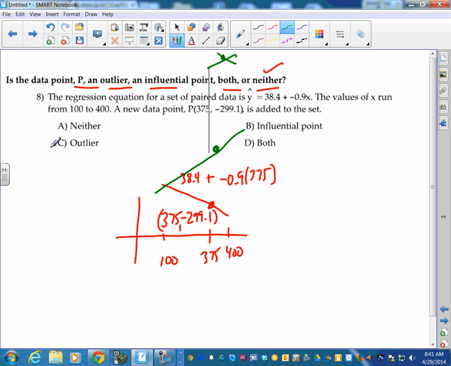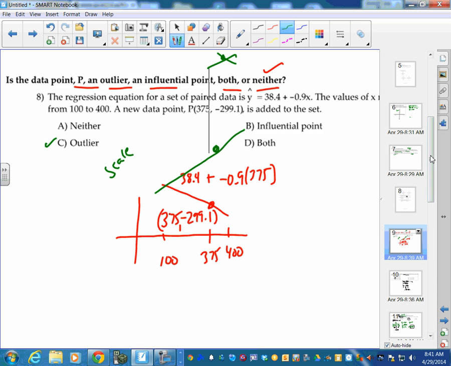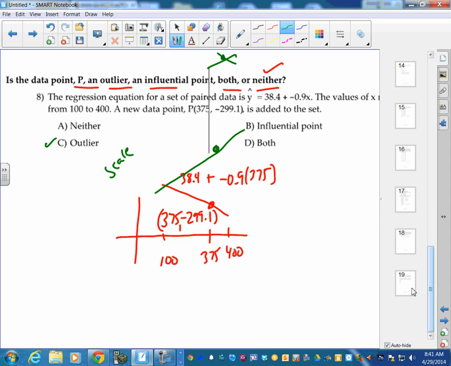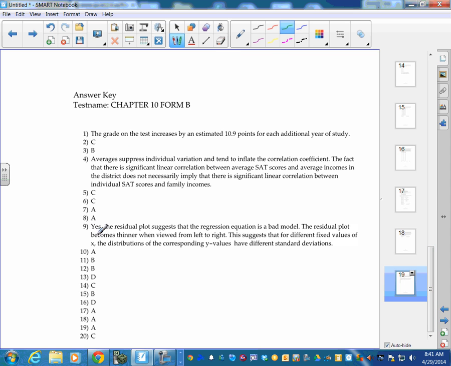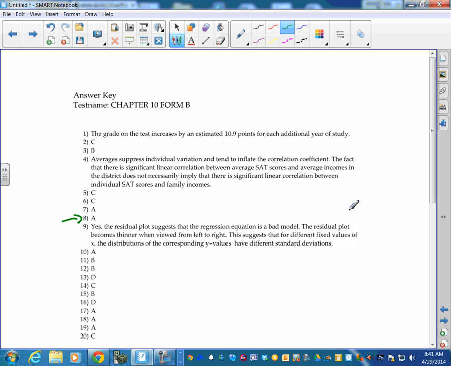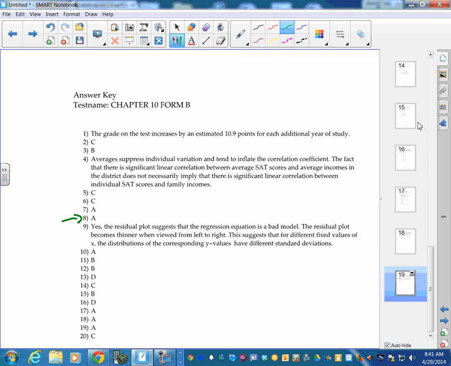Probably. So I would just give you an outlier. I don't have any scale right here, so it's tough to tell how big it is. Okay. What's the answer say? Check it. I don't know. You got the key. That doesn't matter. You guys won't have a key when you take the test. Yeah, you got it right now. Number 8 says A.